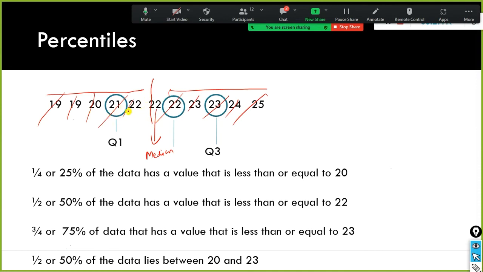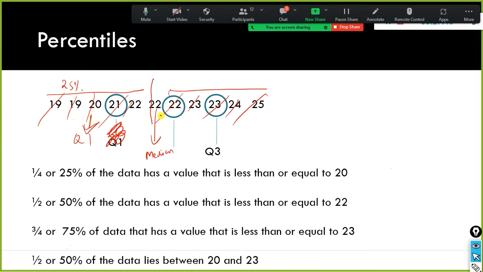So if I draw a line here, what will happen? Just beneath this you have 5 values, just above this you have 5 values. If you find the median here, this is Q1. See, this is wrong here. The Q1 is 20 here. So what does it say? My 25% of data has a value that is less than or equal to 20.